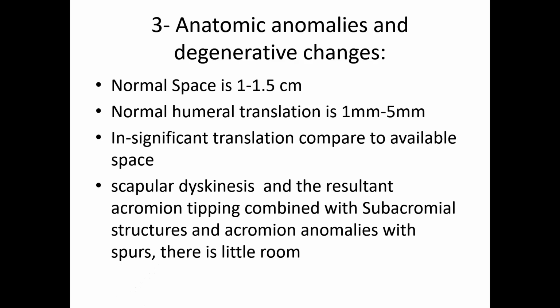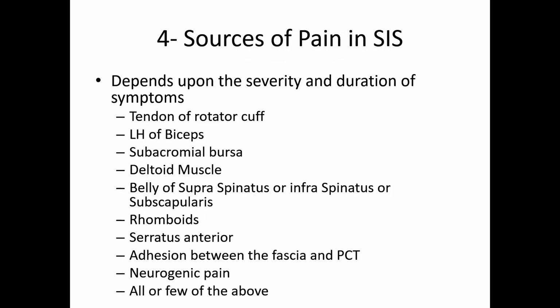So scapular dyskinesis and the resultant acromion tipping combined with the subacromial structure and acromion anomalies, they will all lead towards that stenosis of that space, or they will lead towards the little room, and that condition is known as the little room. The decreased space is the narrowing of that suprahumeral or the subacromial space.